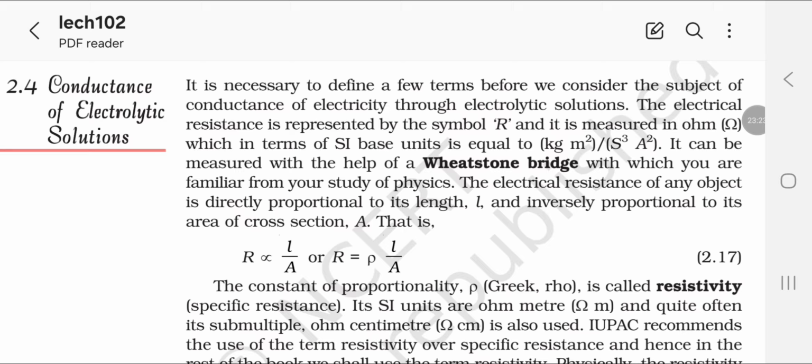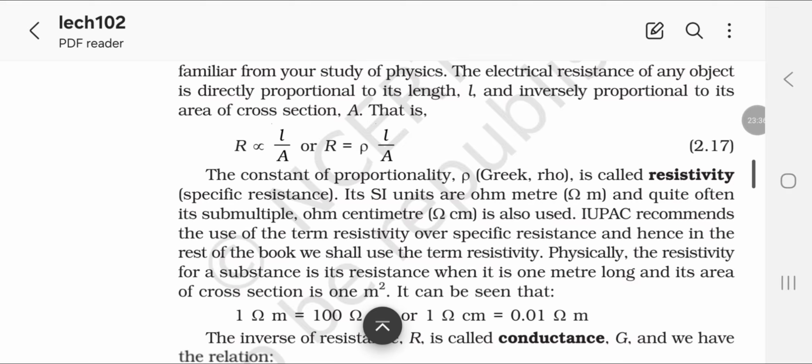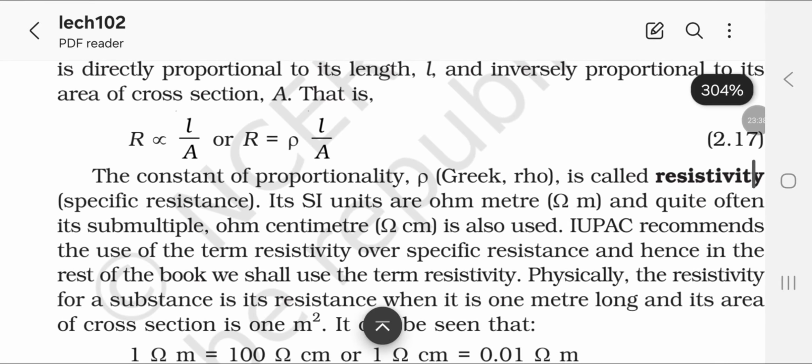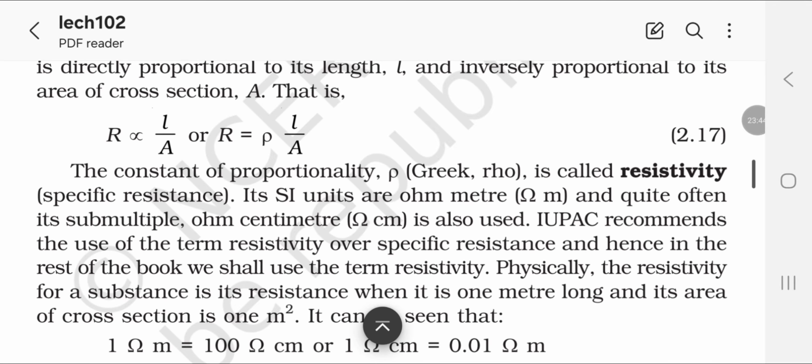It can be measured with the help of a Wheatstone bridge, with which you are familiar from your study of physics. The electrical resistance of any object is directly proportional to its length l and inversely proportional to its area of cross section A. That is, R is directly proportional to l by A, or R is equal to rho l by A. The constant of proportionality rho is called resistivity. Its SI unit is ohm meter, and quite often its submultiple ohm centimeter is also used.